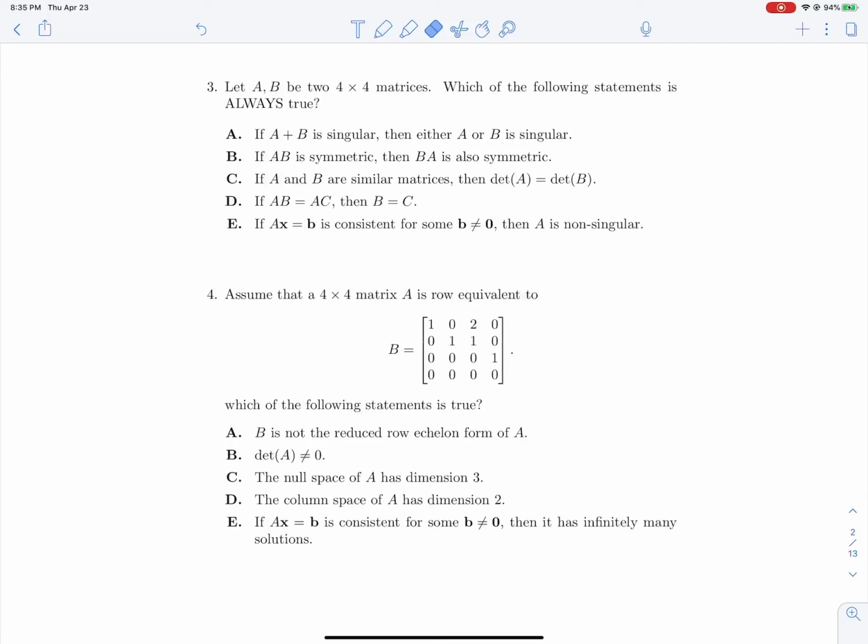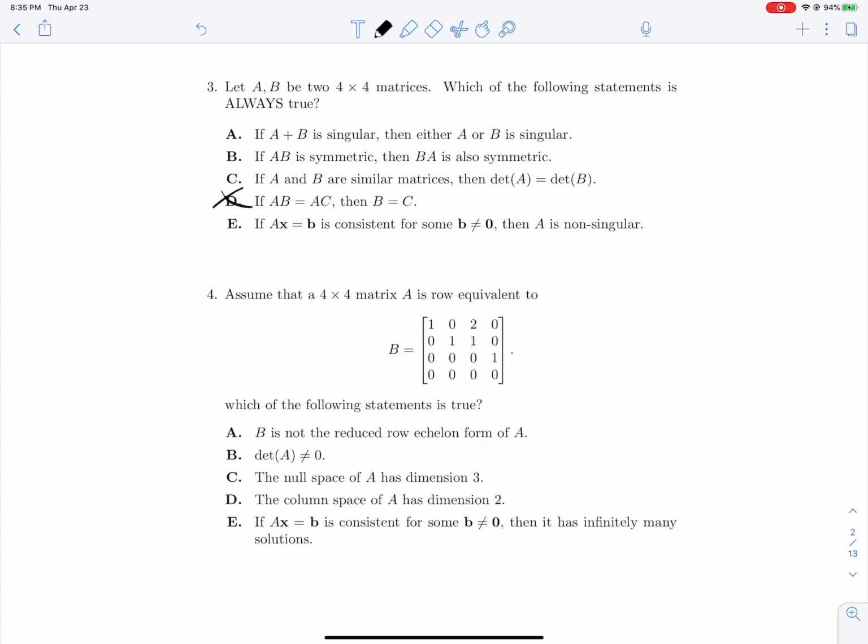The only way that we can take this equation here and say that B is equal to C is if we know that A is invertible, so that we can multiply the left by A inverse, the right by A inverse, so that A inverse A will just turn into the identity matrix. But since we don't know if A is invertible, this can't be true.